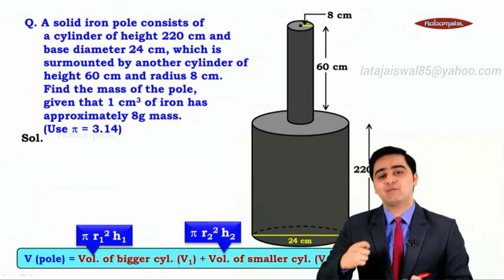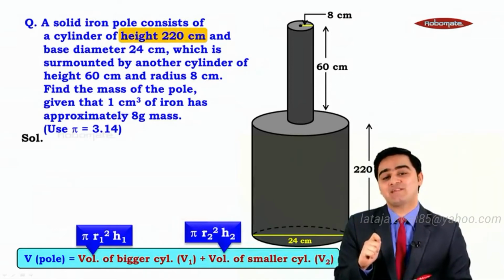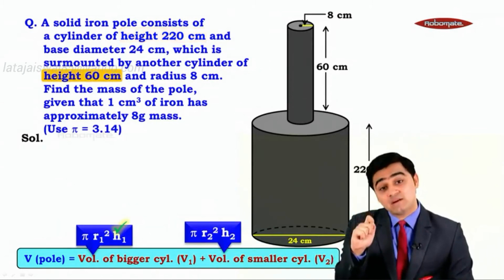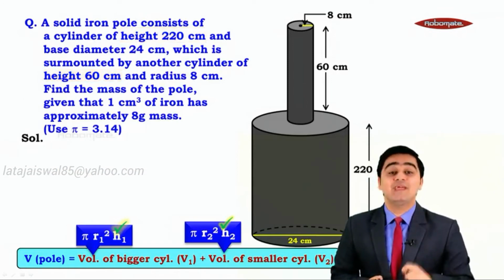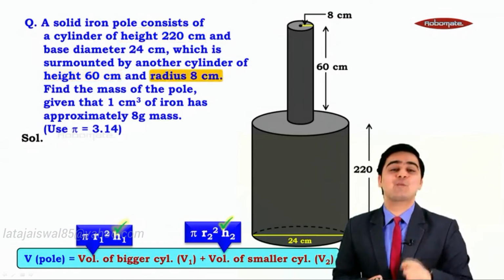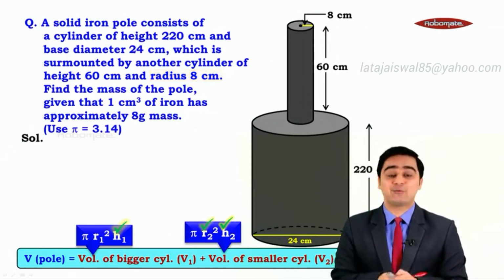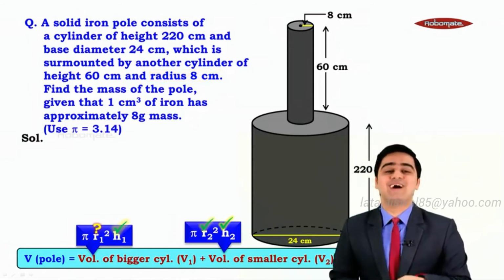Now let us focus on the given information. The bigger cylinder has a height of 220 cm, so that is h1. The smaller cylinder has a height of 60 cm, so that is h2. The radius of the smaller cylinder is 8 cm, so that is r2. So the only thing we need to find to get the volume of the pole is r1.